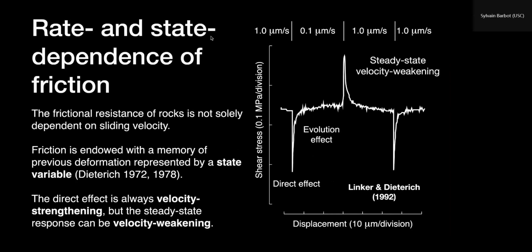These are velocity step experiments. And when you force two solids to slide past each other at a fixed velocity, at an imposed velocity, you can monitor the frictional resistance. And when the velocity of sliding increases abruptly, there's a direct effect of an increased resistance. But over time, there's an evolutionary phase where the friction continues to evolve to a new steady state. And so there is a rate dependence of friction, but there's also a state dependence of friction. And these are fundamental aspects that allow seismic cycles.